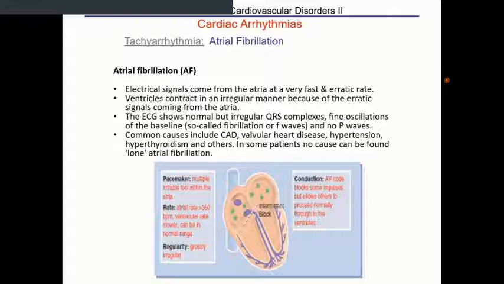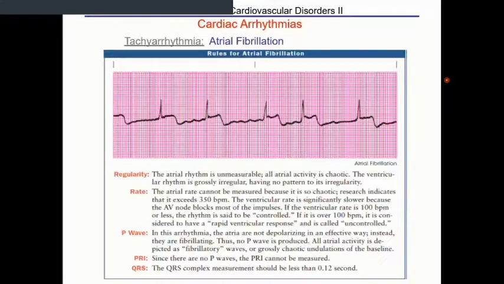The pacemaker comes from multiple irritable foci within the atria. If the heart tissue is irritable, it can generate automatic signals. Therefore, the atrial rate is greater than 350 beats per minute, really abnormal. And then you have a ventricular rate that is slower and can usually be seen in the normal range. And regularity is grossly irregular. In terms of conduction, the AV node blocks some of the impulses but allows others to proceed normally through the ventricles.